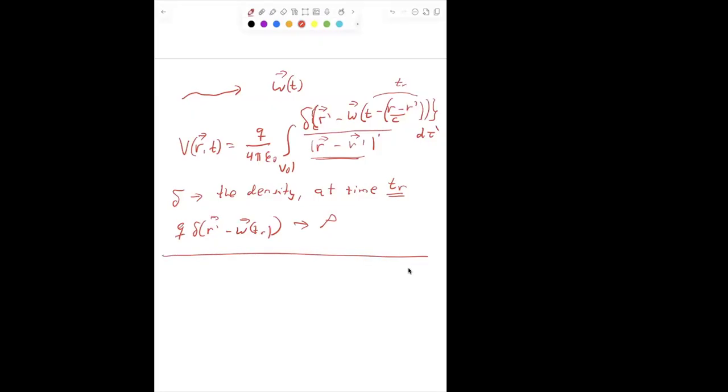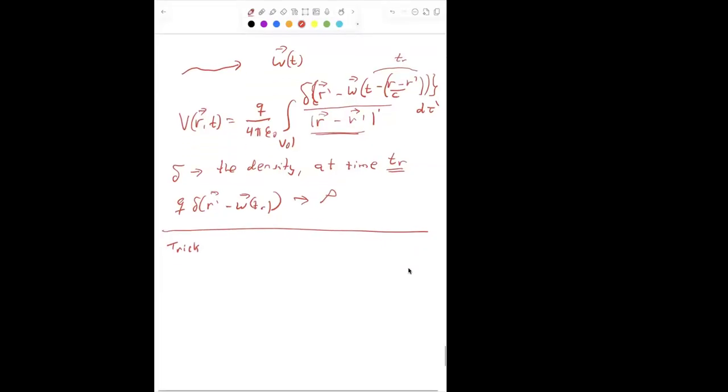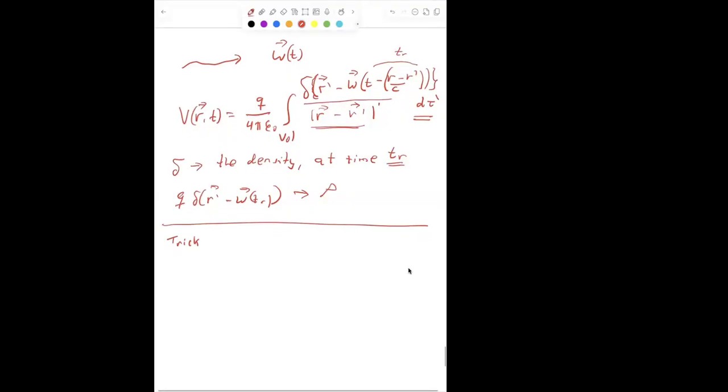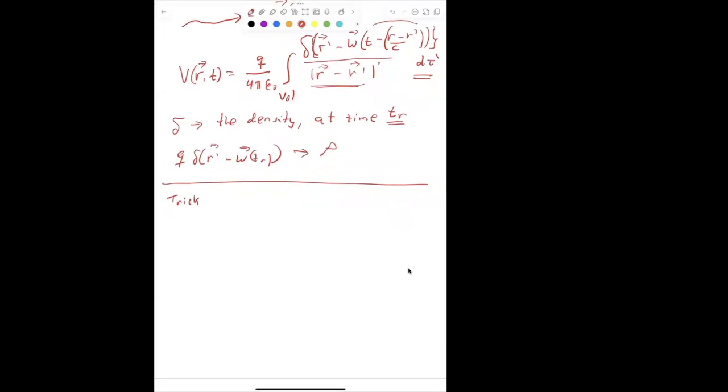How do I solve these type of equations? The trick to solve these equations is actually to introduce a new integration variable. Here I'm just integrating over space. Now I want to integrate over space and time. It sounds like I'm making things more complicated, but eventually this is the way to do this.